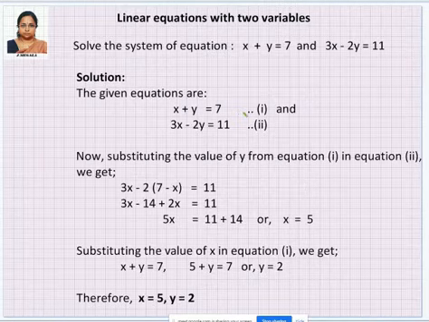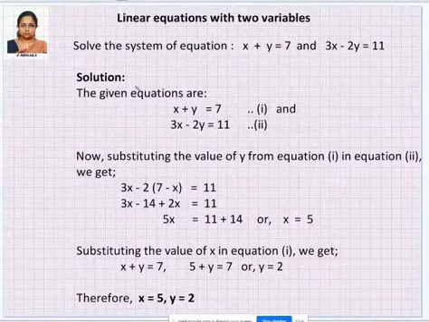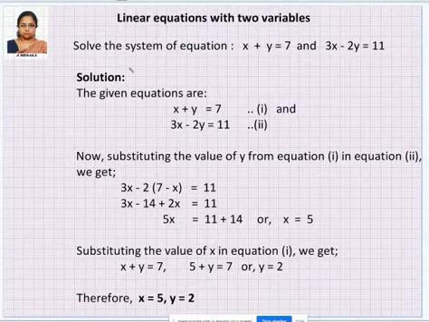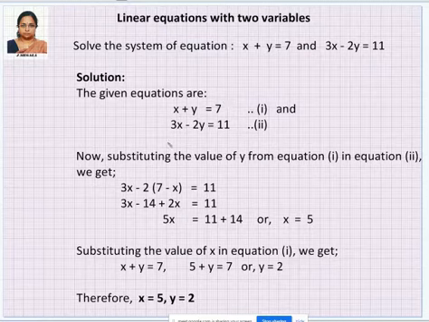Then you have equations with two variables. You are given two equations, x plus y equal to 7 and 3x minus 2y equal to 11. So how to solve this one? What you have to do here is we have different methods. One of the methods which you're going to use here starts with x plus y equal to 7.